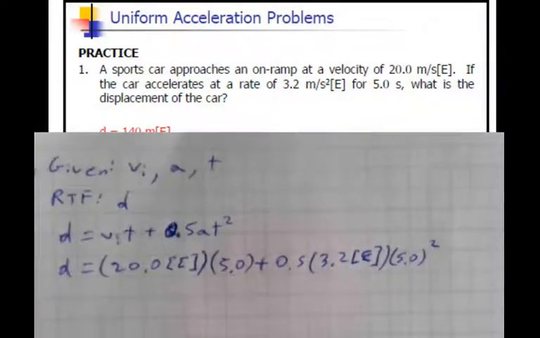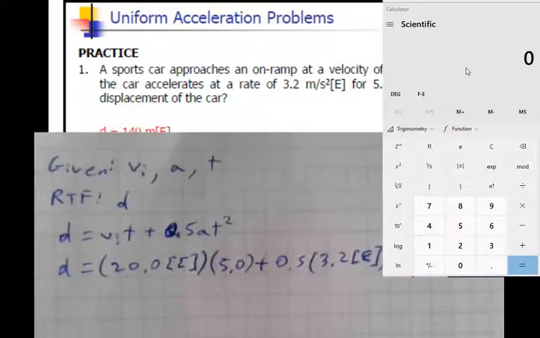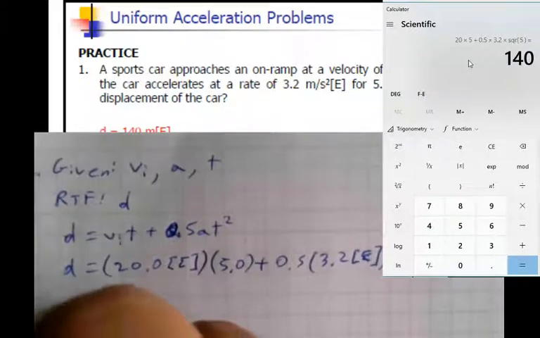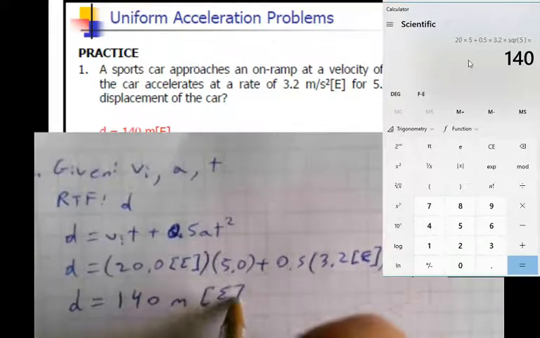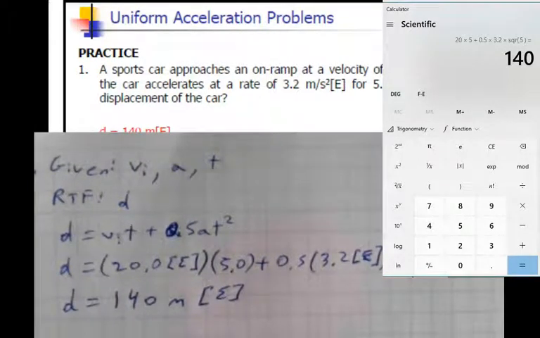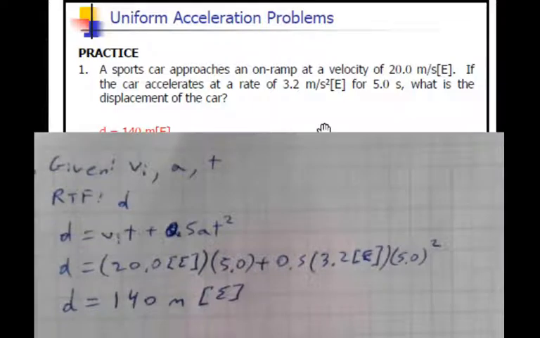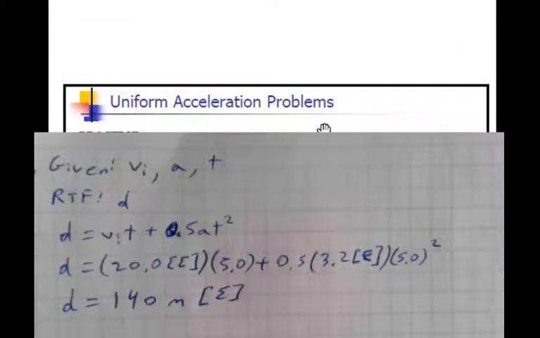So let me pull up my calculator on the screen, and we'll calculate this. 20 times 5 plus 0.5 times 3.2 times 5 squared equals 140. So D equals 140 meters to the east. That's our first problem. Let's move on to the second one.